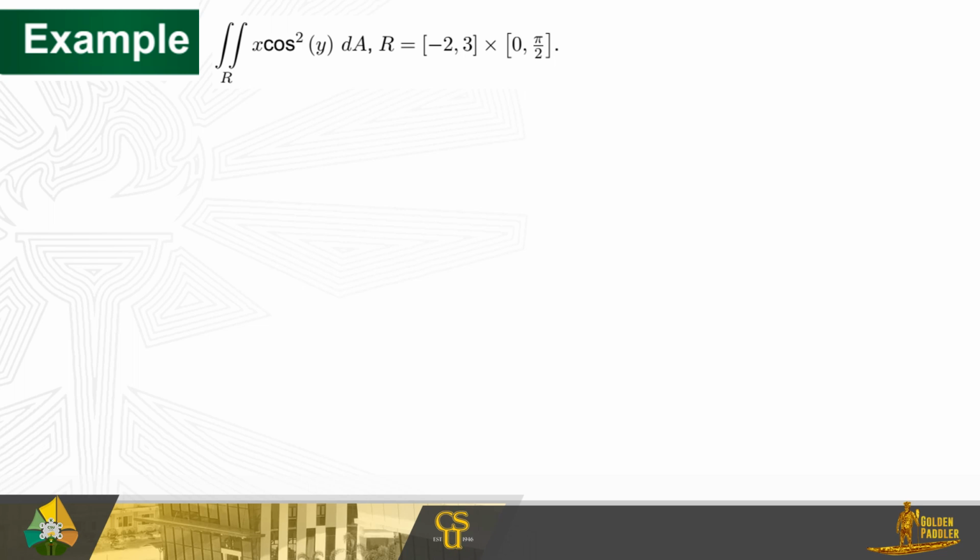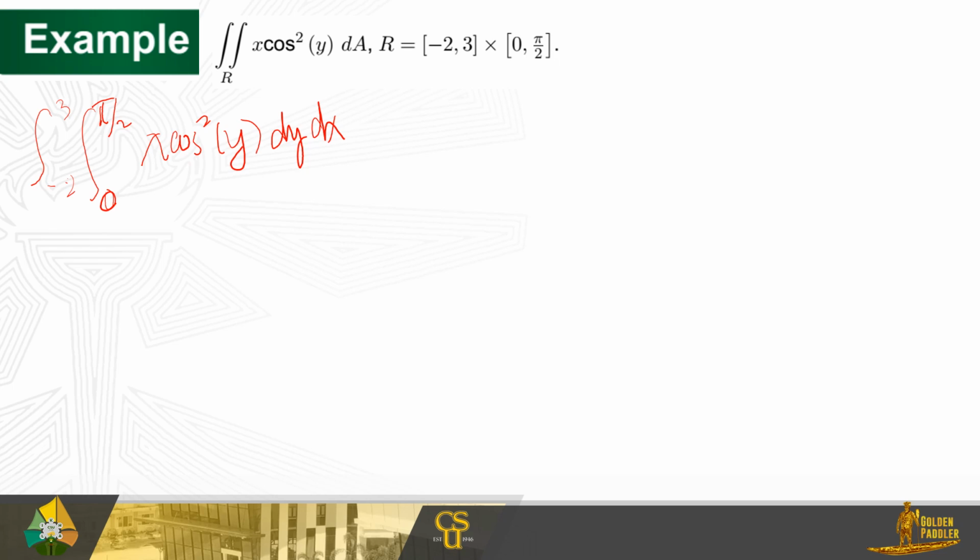So, let's have this example. We have the integral from negative 2 to 3, integral from 0 to pi halves. Mag-start tayo sa dy. So we have x cosine square of y dy, then tsaka yung dx. Okay? So, paano natin i-integrate ito?